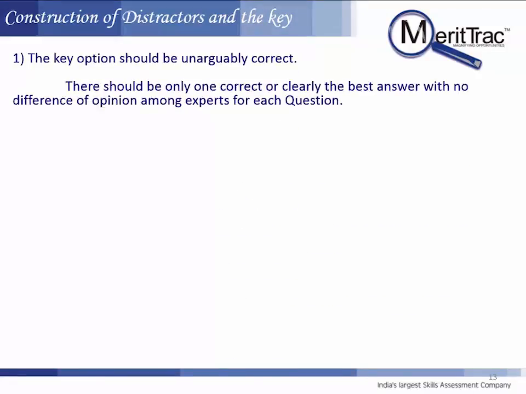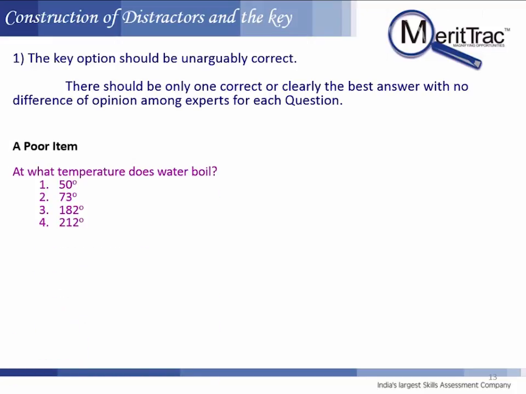Now we have moved from construction of stem to construction of distractors and the key. As we discussed in the beginning, for a multiple choice question there is a stem followed by distractors. So, the first point, the key option should be unarguably correct. I am sure all of you would agree that yes, key needs to be unarguably correct.